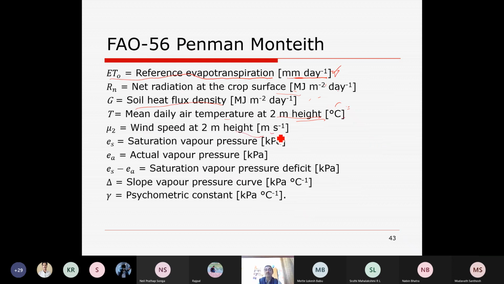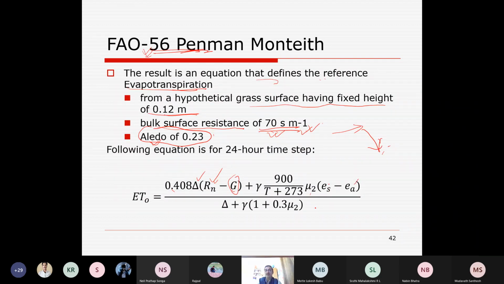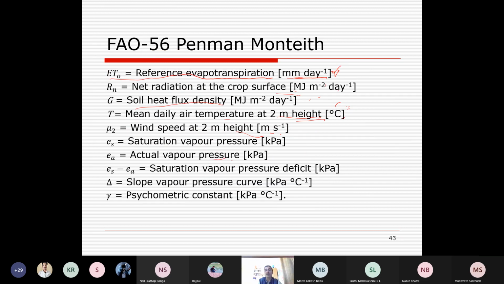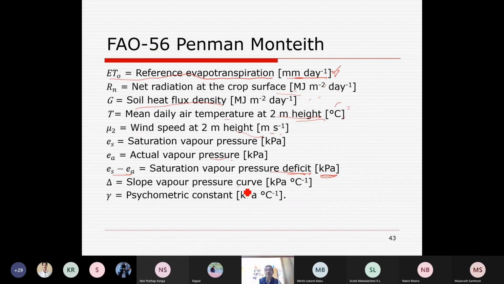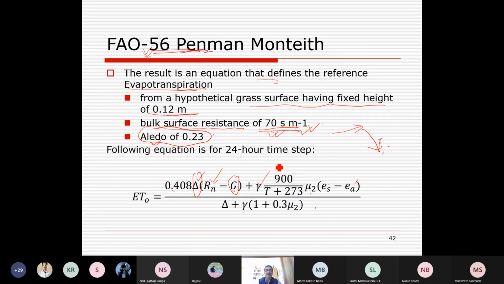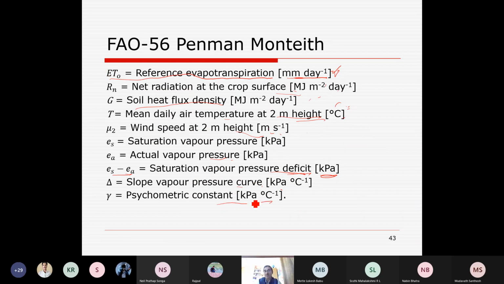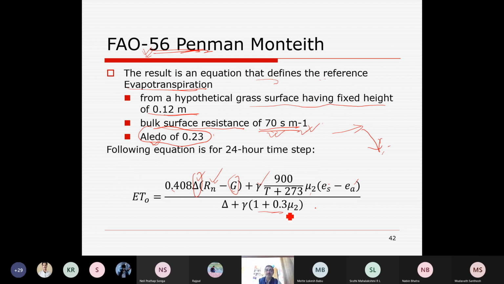U2 is the wind speed measured at 2 meter height from the land surface. Here es and ea are the saturated vapor pressure and actual vapor pressure of the air at that temperature condition. So the saturated minus actual is the vapor pressure deficit, measured in kilopascal. And delta in the equation is the slope of the vapor pressure curve, measured in kilopascal per degree Celsius. And gamma is the psychrometric constant, in the same unit, kilopascal per degree Celsius. In this sense, we can find out the reference crop evapotranspiration at that particular temperature and other conditions.